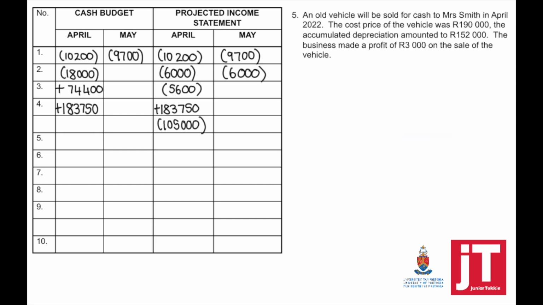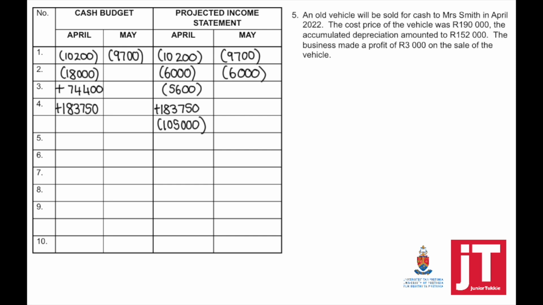Number 5, an old vehicle will be sold for cash to Mrs. Smith in April 2022. The cost of this vehicle was 190,000. The accumulated depreciation amounted to 152,000. The business made a profit of 3,000 on the sale of the vehicle.